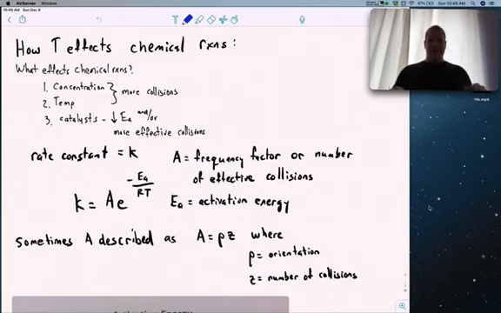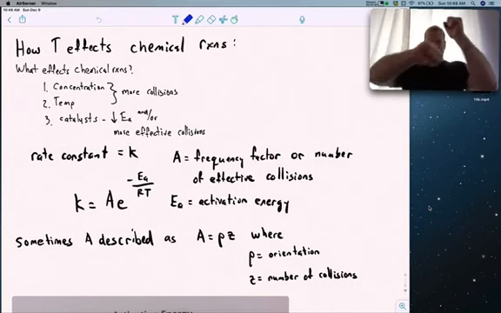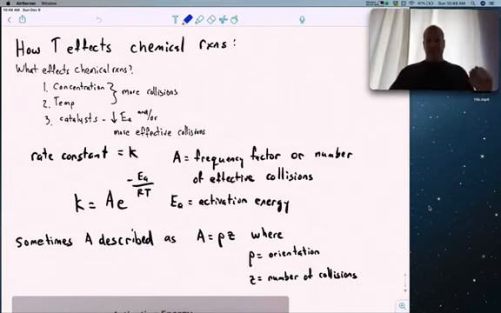So higher concentration means more collisions, and so it's just banging together. In order for two atoms or molecules to react, they have to physically touch one another. How do they physically touch one another or get close enough that their electron clouds will interact? More concentration means more collisions. There's more interaction. Higher temperature means it's moving faster. It's moving faster, so there's more collisions.